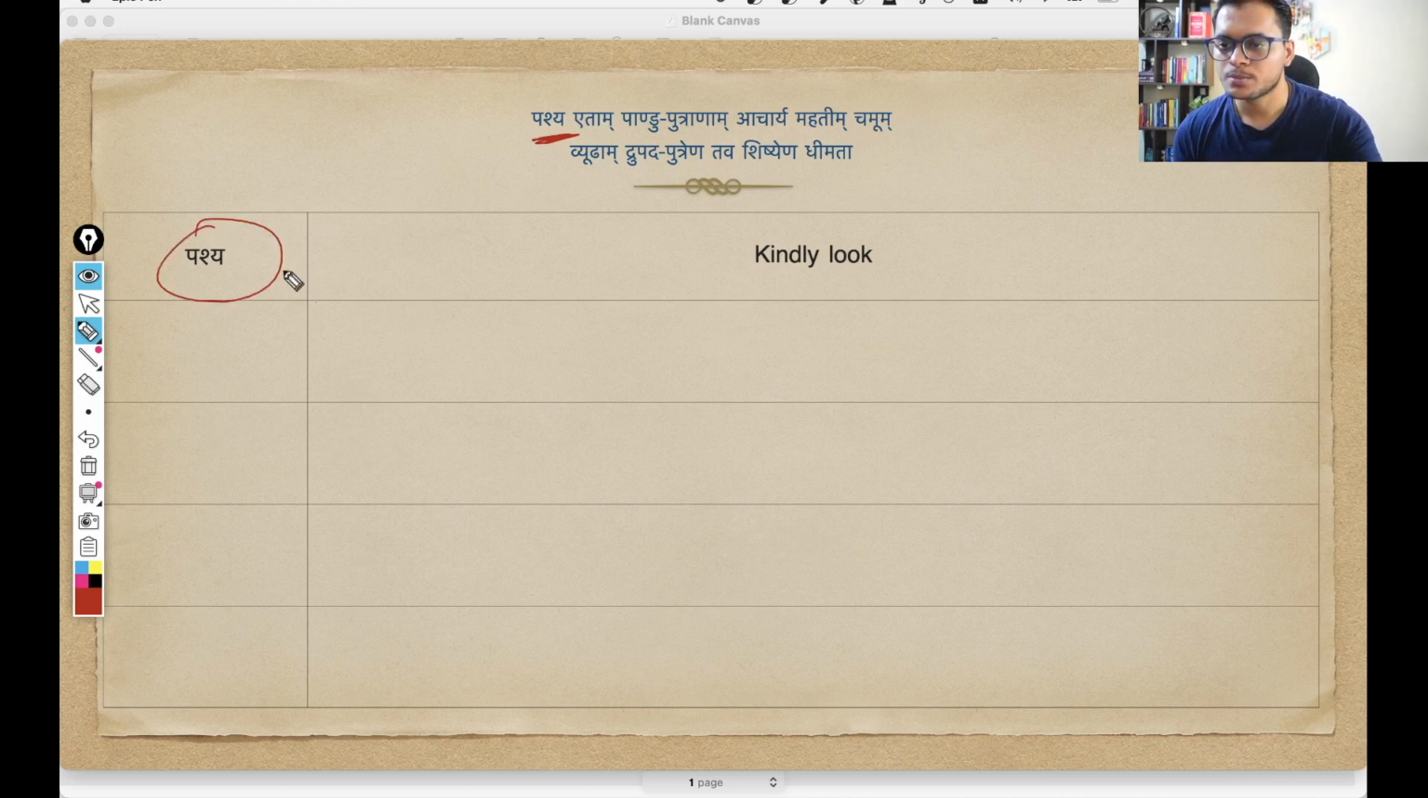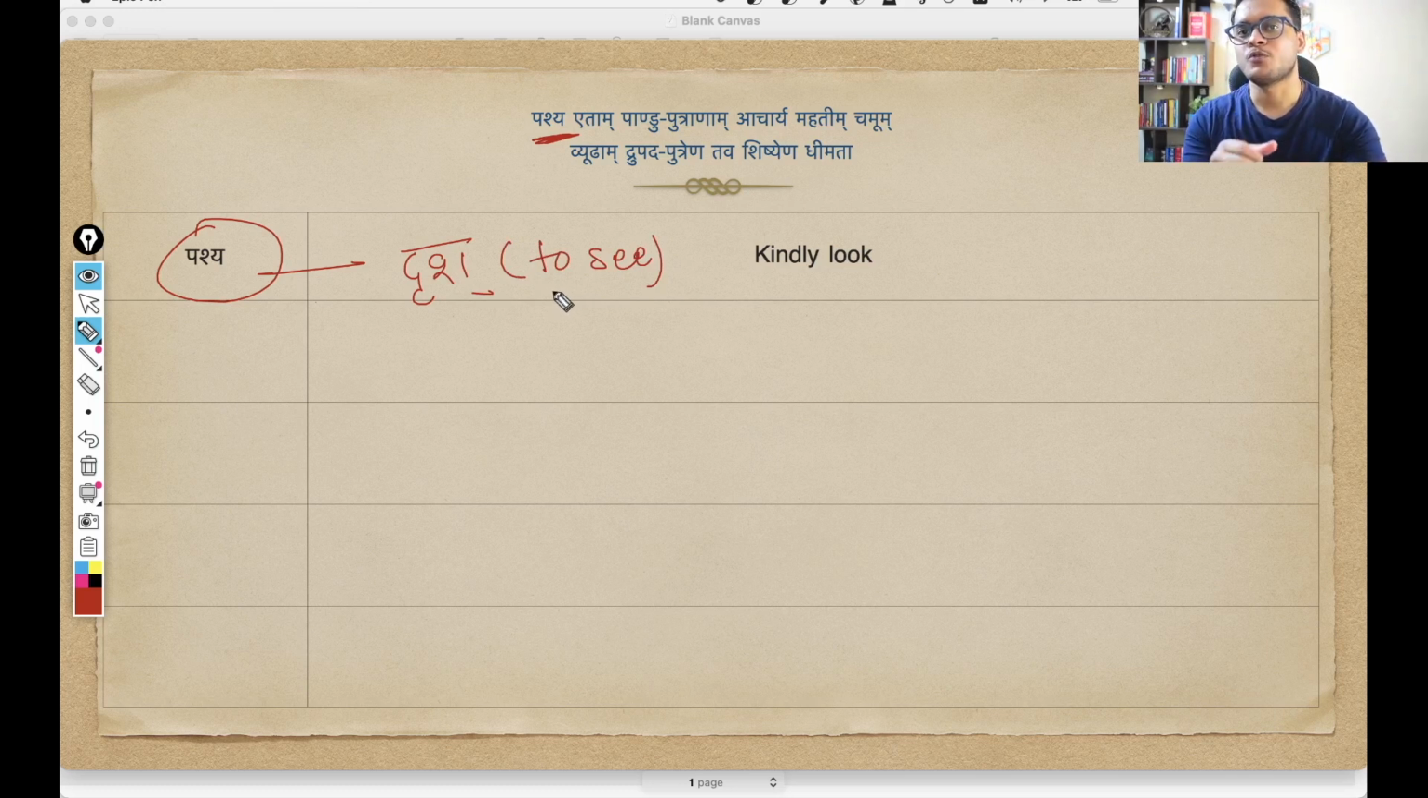This Pashya comes from the root word, the dhatu drish, that means to see. I hope you remember this dhatu because in the previous shloka it was present in the form of drishtva tu pandava nikam. So the same dhatu. Here we have Pashya, and this is imperative mood, in second person singular form.